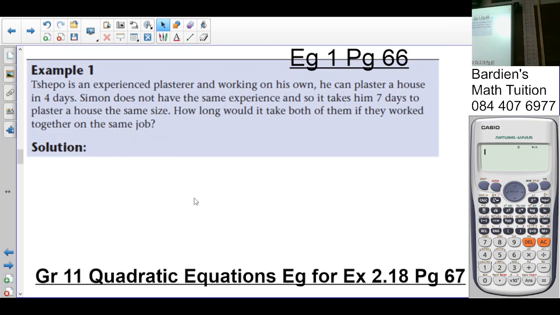So we're saying that Sepo is an experienced plasterer and working on his own. He can plaster a house in 4 days. Simon, however, does not have the same experience, and it will take him 7 days to plaster a house of the same size. The question says, how long will it take both of them if they work together on the same job? So in other words, if I look at the first person, I'm going to try his name again.